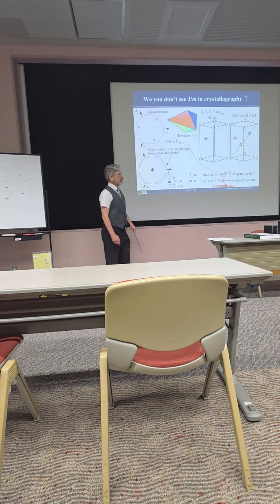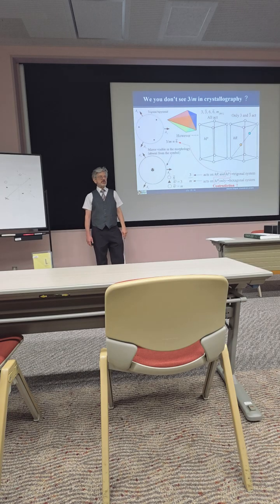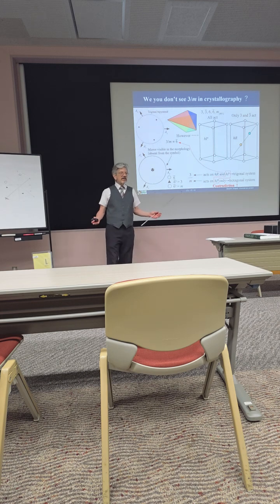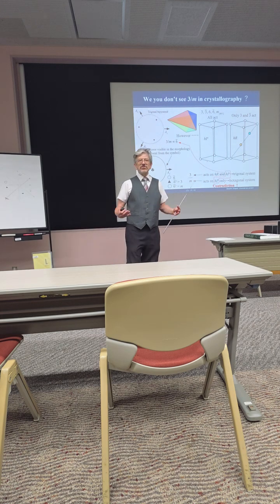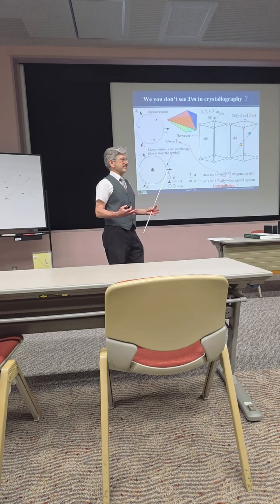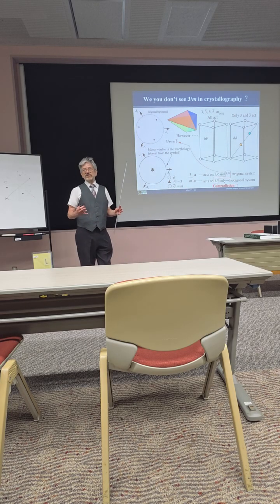So the mirror, that is perfectly visible in the morphology, does not show up in the symbol because if you write it as 3 over m, you have this contradiction. You say, is it a trigonal crystal? No, it's a hexagonal crystal. That's why you never see 3 over m.